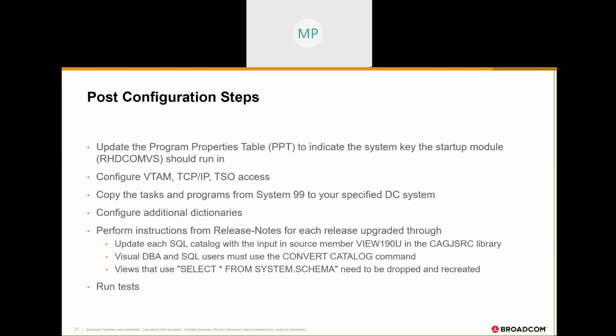And here are some specific instructions for upgrading from 18.5 to 19.0. You want to update each SQL catalog with the input in member view 19.0u, which is in the CAISAG source SMPE library. If you're using Visual DBA and SQL, you want to run the convert catalog command against your SQL catalogs. And views that use select star from system.schema need to be dropped and recreated.